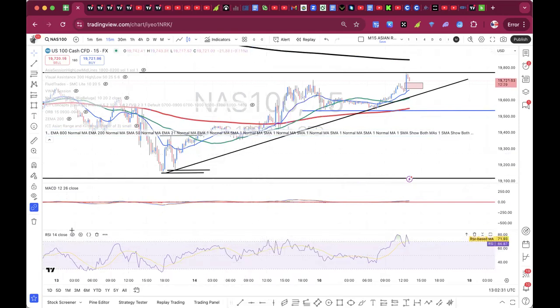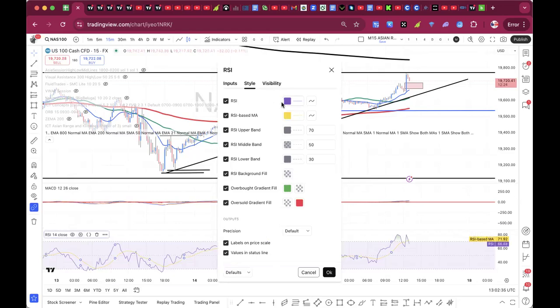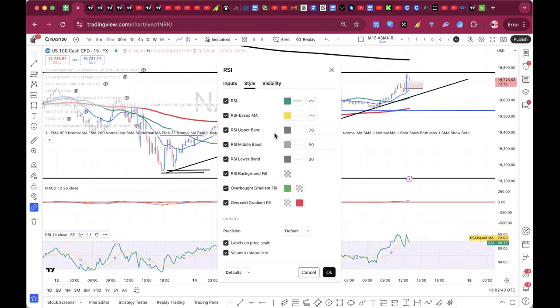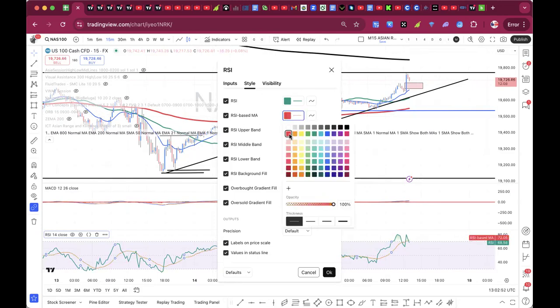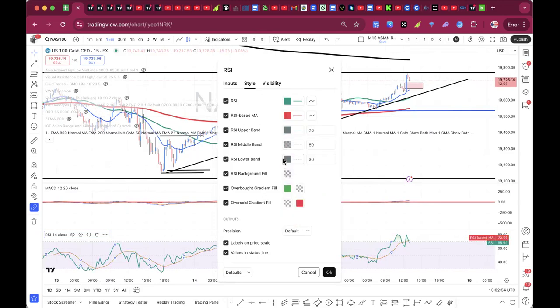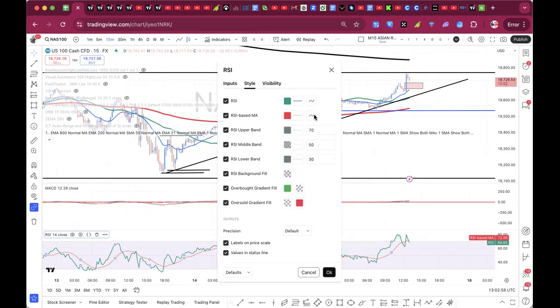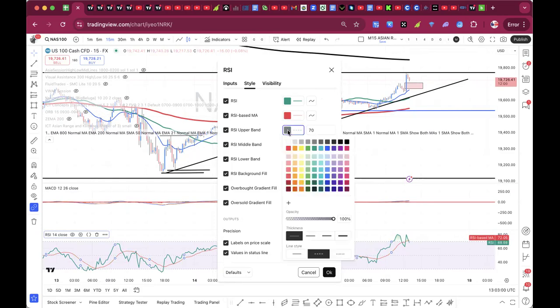Now, next you go to RSI. This is what I do to RSI. Very quickly look up, and what I do here is I change my RSI. I love to change to green, and of course make it somehow thicker, maybe something like this, right? And then sometimes you may not want to enable the RSI based moving average. If you want to, I normally turn it to red, and I won't change the width. Allow it to just be the way it is.